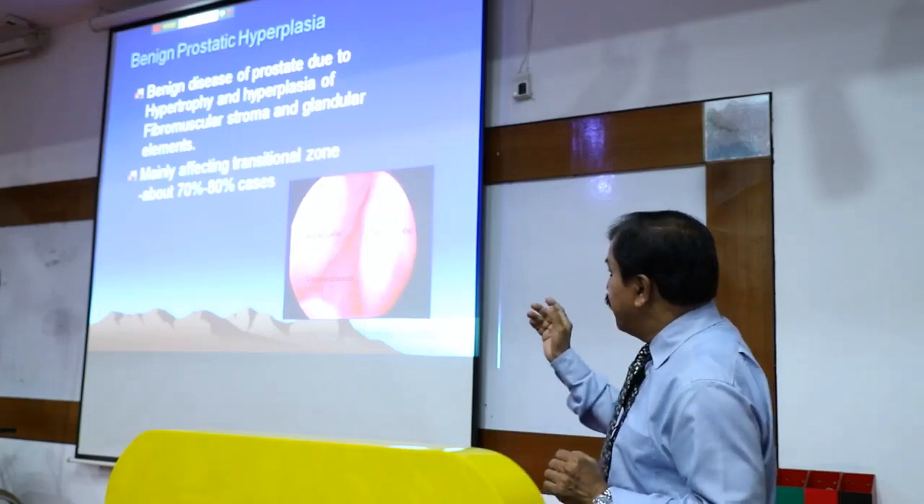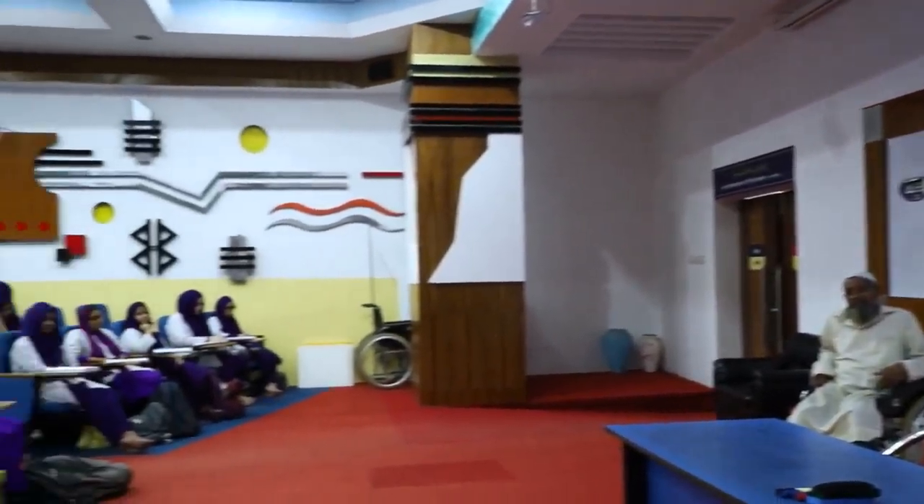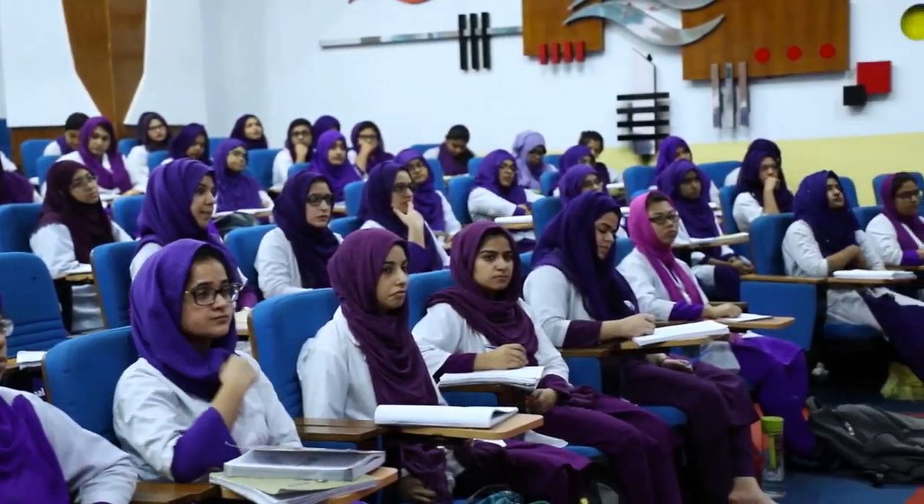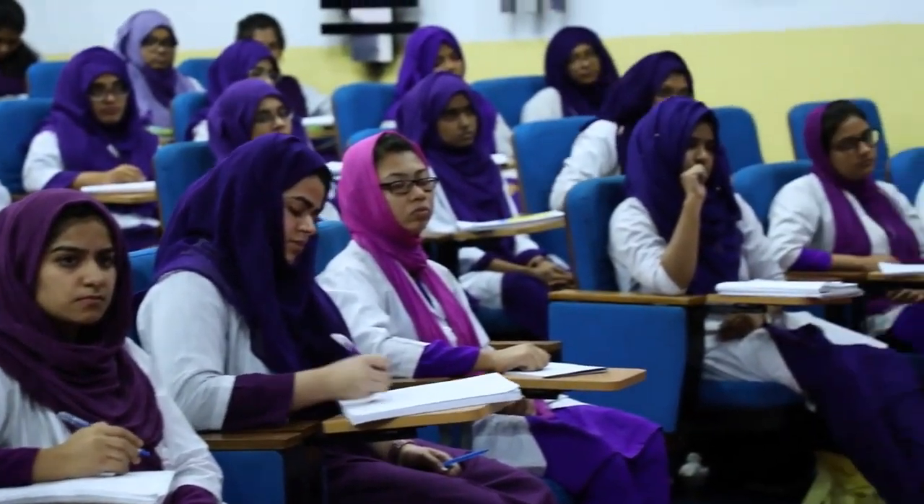So if you see here, it is a benign disease of the prostate due to hypertrophy and hyperplasia of the fibromuscular stroma and glandular elements, mainly affecting the transitional zone, that I have already mentioned, about 70 to 80%. And if you see, this is the verumontanum. If you go from distal to proximal, you will see the urethra, the verumontanum and the lateral lobes, right and left lateral lobes, and that is the prostatic urethra. Then you go more proximally, you will see the bladder. So that is the endoscopic view of the prostatic urethra, two lateral lobes and the verumontanum.